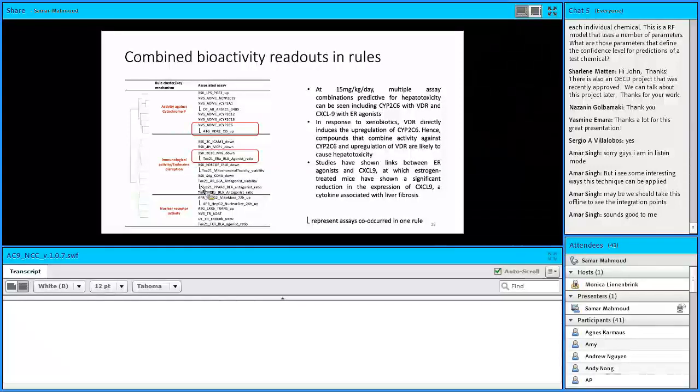And a third example is the combination of estrogen receptor agonist and the chemokine ligand 9, where it has been shown that there is a link in the expression. So the estrogen treatment might have shown significant reduction in the expression of this chemokine, which is associated with liver fibrosis. And what the data suggests is that if the compound is an estrogen receptor agonist and it also disrupts the expression of this chemokine, then the likelihood of observing hepatotoxicity in vivo is higher.